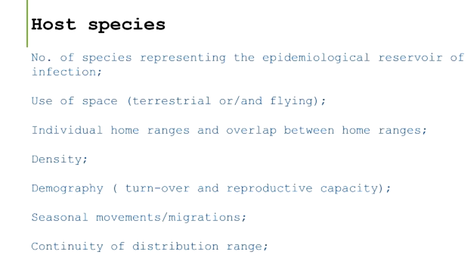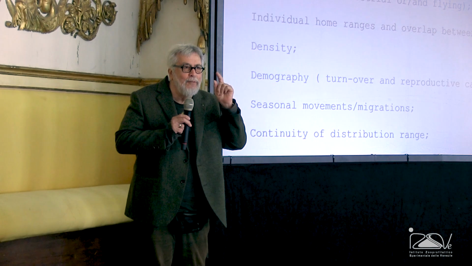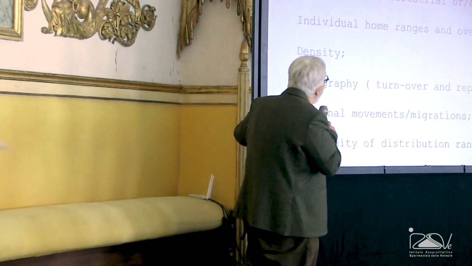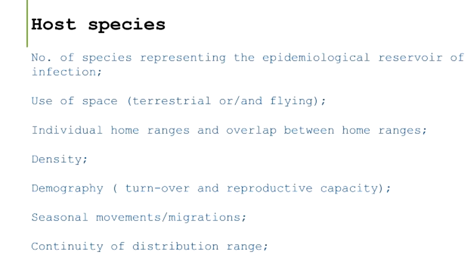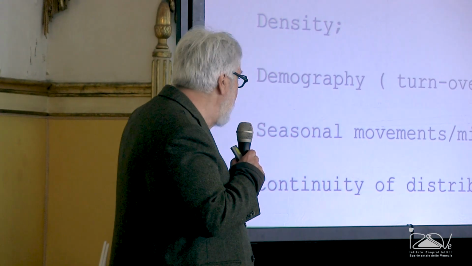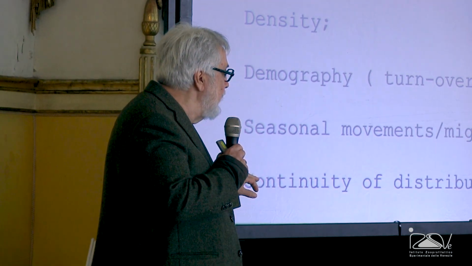Use of space: if they are terrestrial species like a wild boar, or flying animals like a bat for rabies. Anyway, you understand what I'm trying to say. Individual home range and overlap between the home ranges, which density, which demography, that is quite important. I mean the turnover and the reproductive capacity of the species that is the epidemiological reservoir, the seasonal movements or migrations in case of birds, and continuity of distribution range.